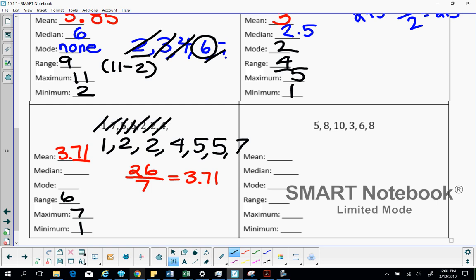What number's in here the most? 5 and 2, right? Because they're both twice. Now let's start figuring out the median. So 1, 1, 2, 2, 4, 5. What's the mode again? The number that's in there the most.